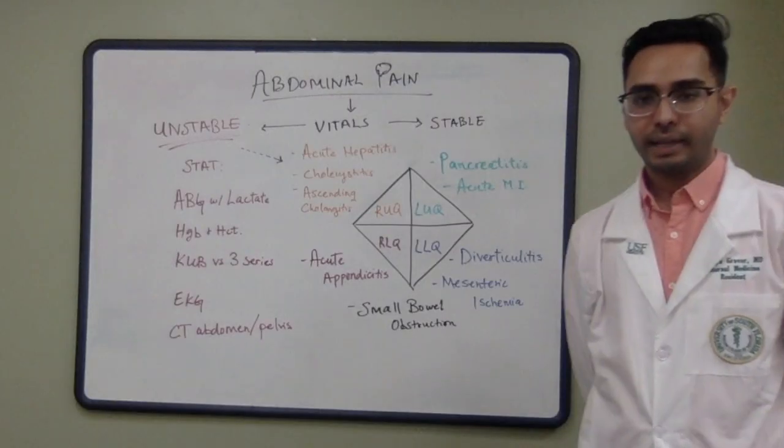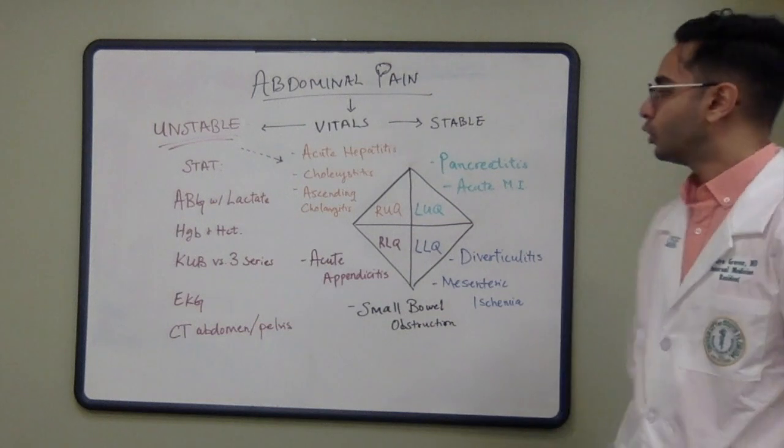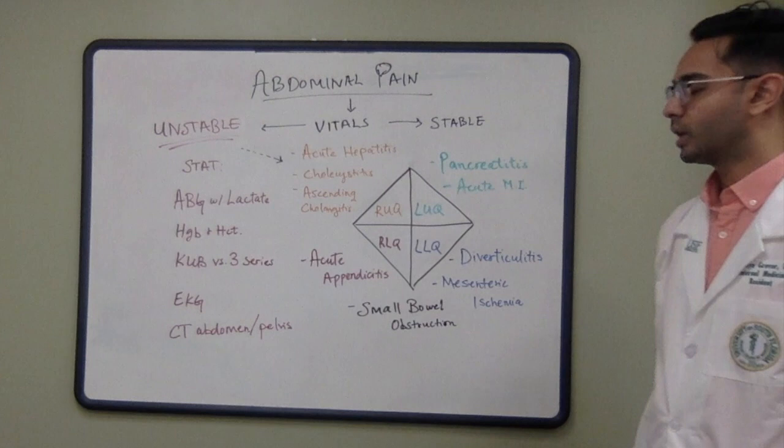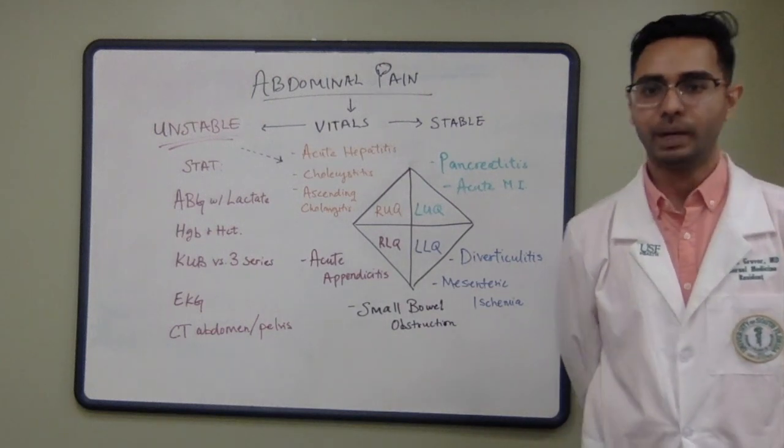If that's not the case and the patient is more stable, you can run down this really quick anatomic diagram here to figure out what the etiology of the abdominal pain may be.